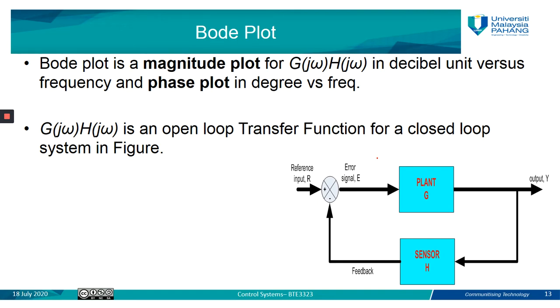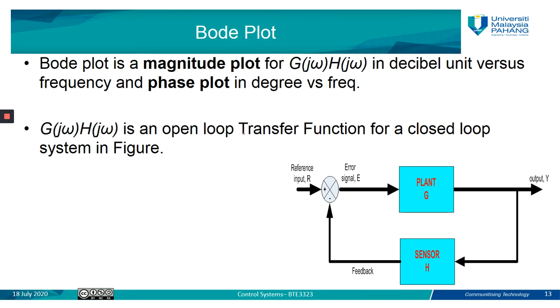So in order to draw the Bode plot of the system, we are going to plot two Bode plots: one for magnitude and one for the phase. Okay, so if we have such a system which consists of a forward transfer function and a backward transfer function.